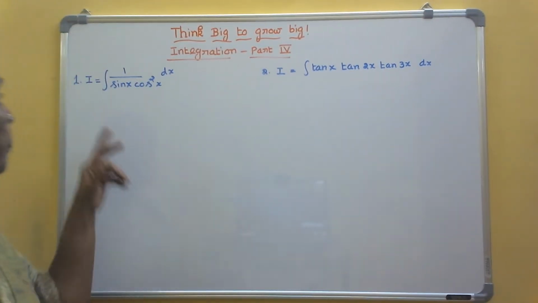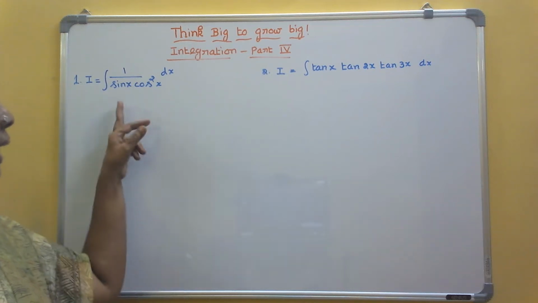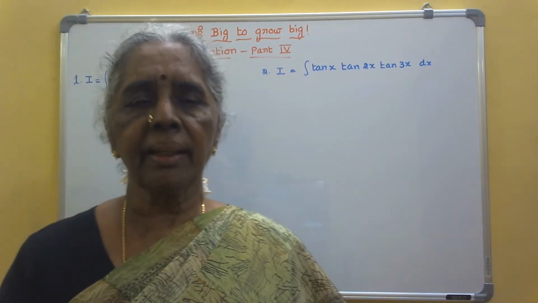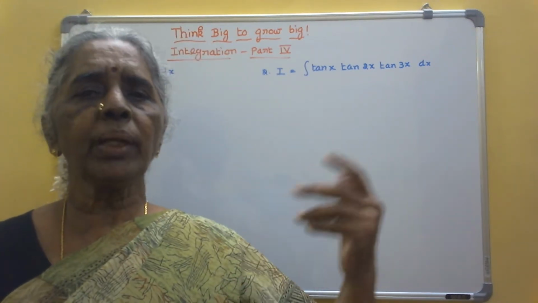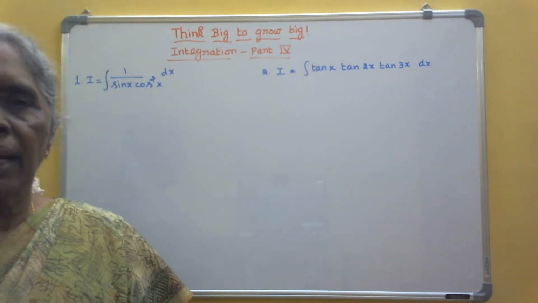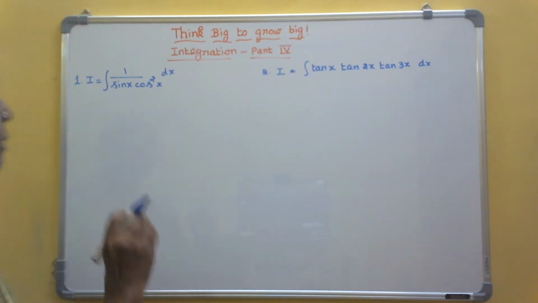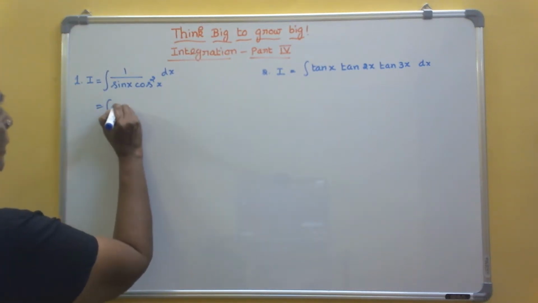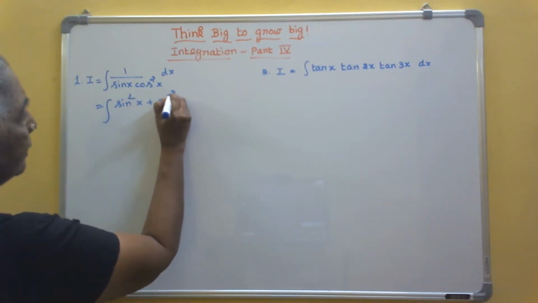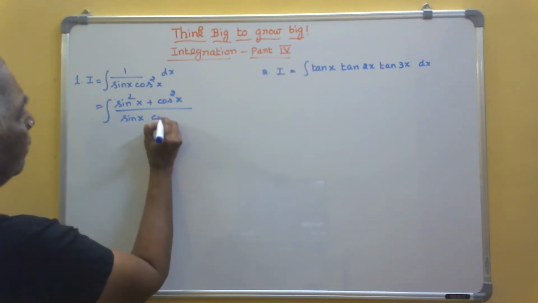The first one, I is equal to integral 1 by sin x cos squared x dx. You cannot integrate as it is. Even if you take it to the numerator, you will get cosecant x secant squared x dx and nothing can be done. So here, I am going to write the 1 in the numerator as sin squared x plus cos squared x. The denominator I am writing as it is, okay?